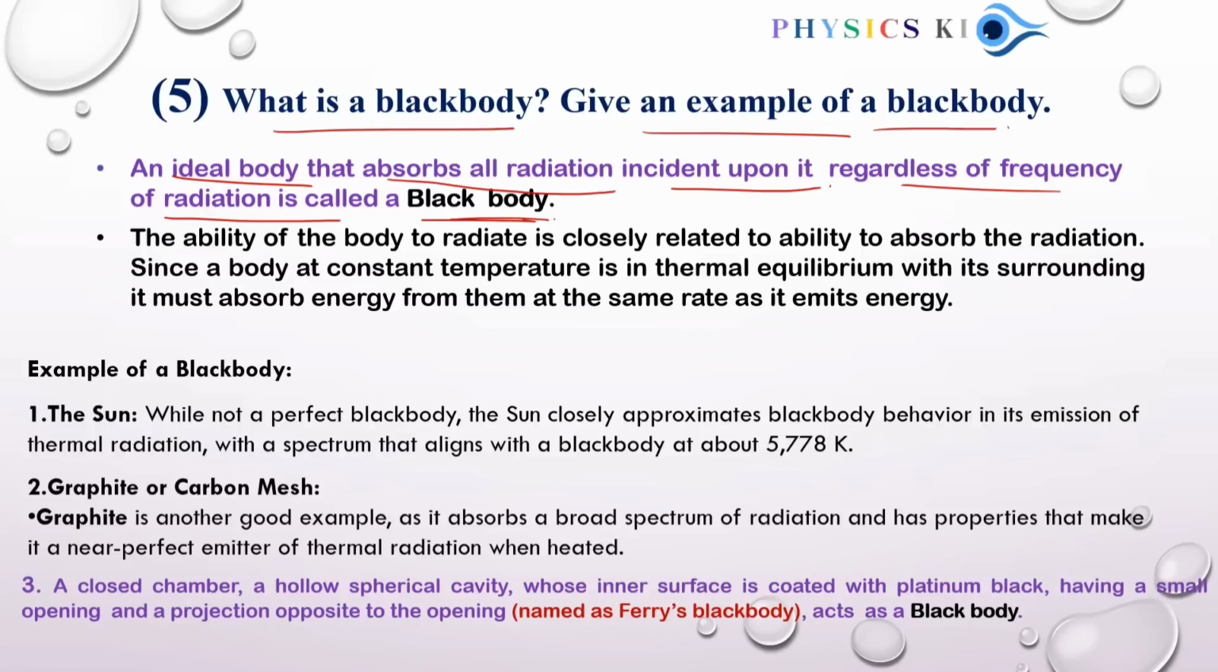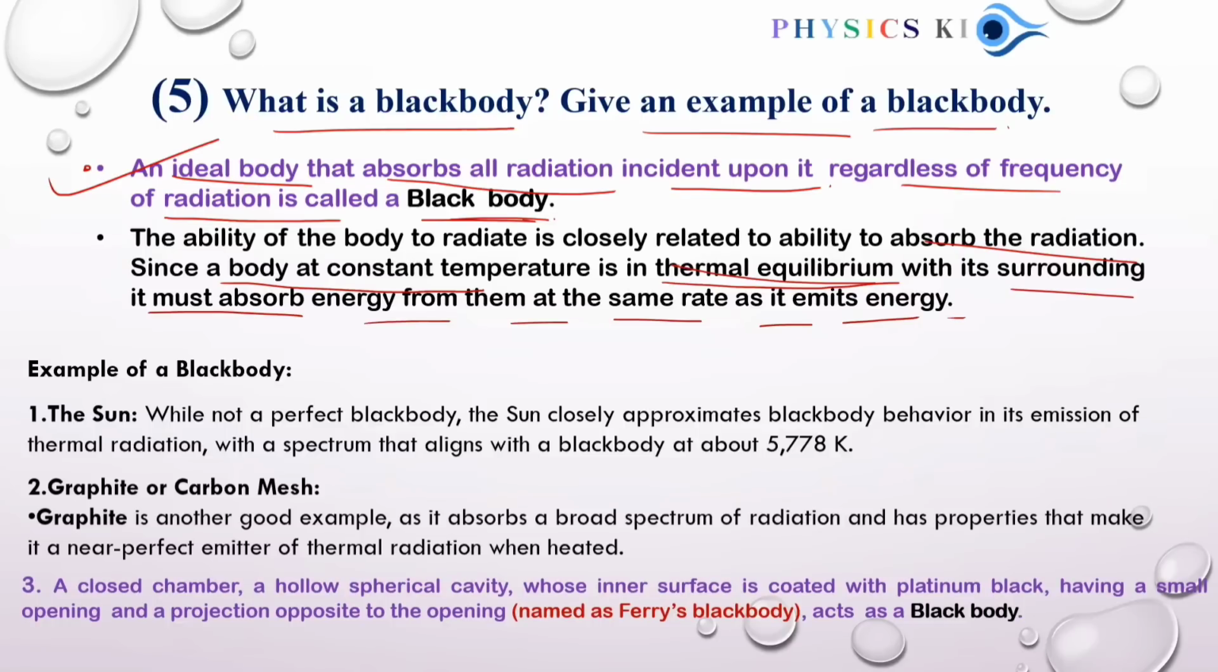We know that an ideal body which absorbs all the radiation that falls on it is called a black body. And you can write this another line: the black body absorbs the radiation, since the body is at a constant temperature in thermal equilibrium with its surroundings, it must absorb energy from them at the same rate as it emits energy.